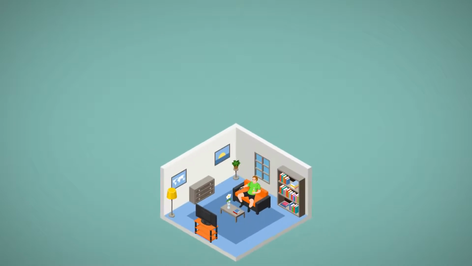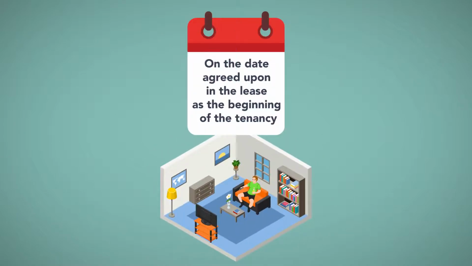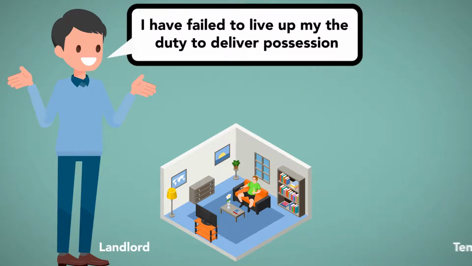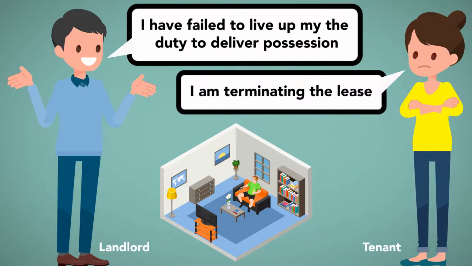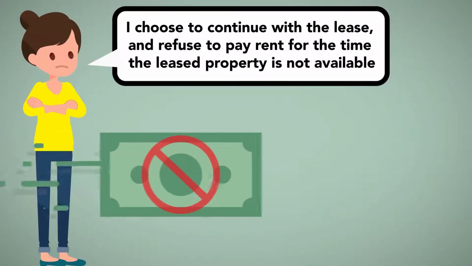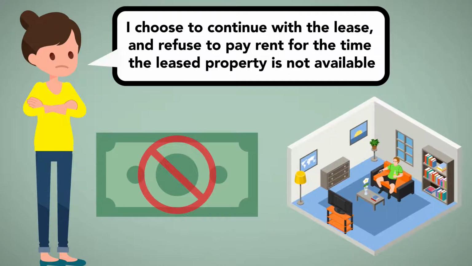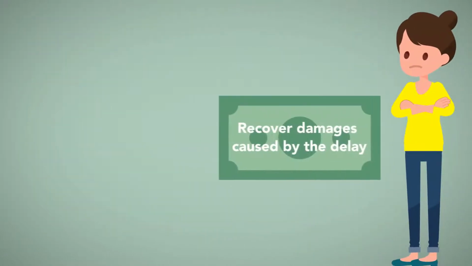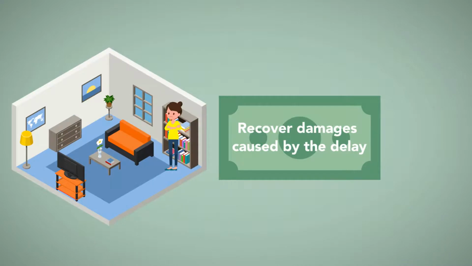If the premises are still occupied on the date agreed upon in the lease as the beginning of the tenancy, the landlord has failed to live up to the duty to deliver possession, and the tenant may terminate the lease. Alternatively, the tenant may choose to continue with the lease and refuse to pay rent for the time the leased property is not available. Additionally, the tenant can recover damages caused by delay in entering the rental property.